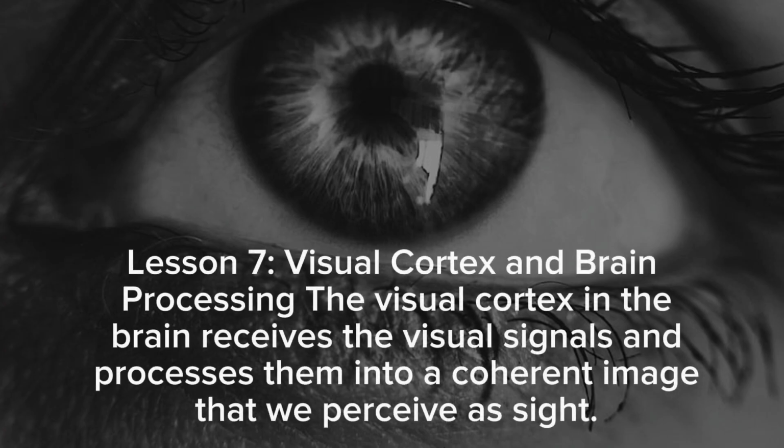Lesson 7. Visual cortex and brain processing. The visual cortex in the brain receives the visual signals and processes them into a coherent image that we perceive as sight.